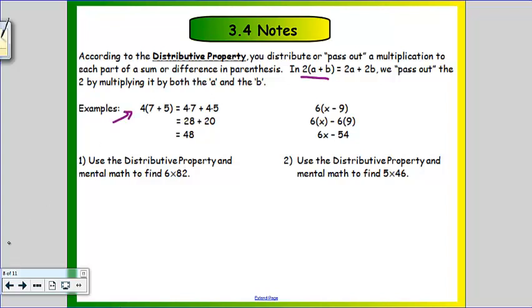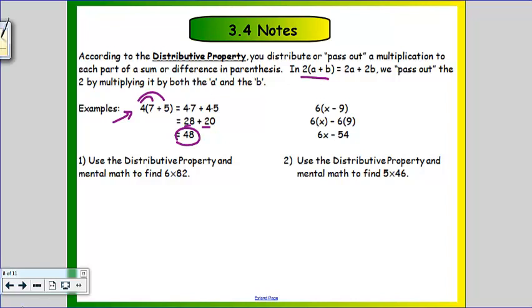So in the first example, we have 4 times the quantity of 7 plus 5. This means the same thing as 4 times 7 plus 4 times 5 because we are passing out or distributing the 4 to both the 7 and the 5. If we multiply, we have 28 plus 20, so our final answer would be 48. Notice also that if we were to add the 7 and 5 together, we would have 12. 4 times 12 still gets that result of 48.